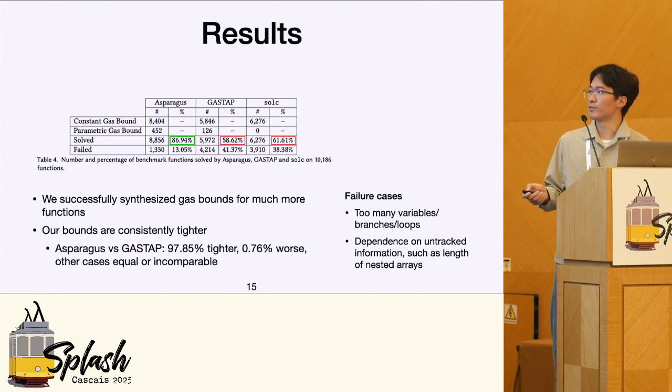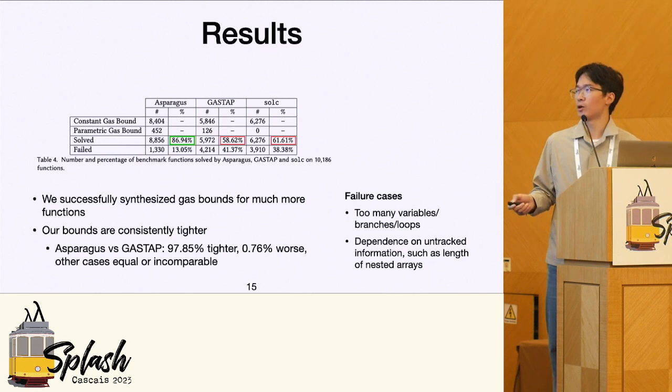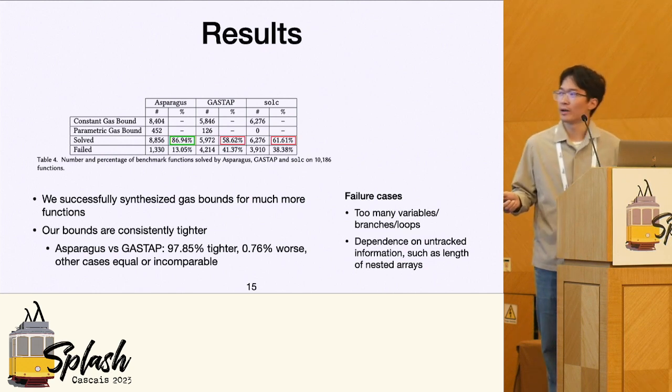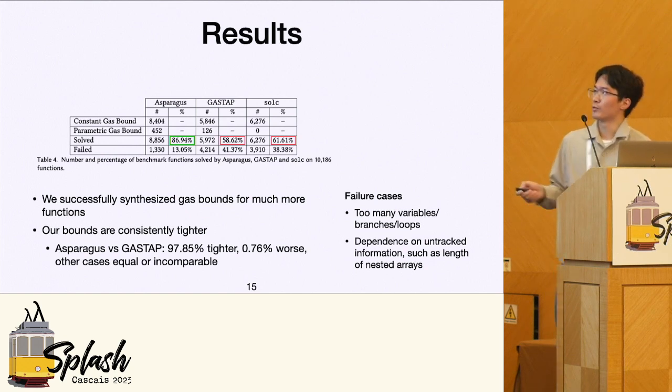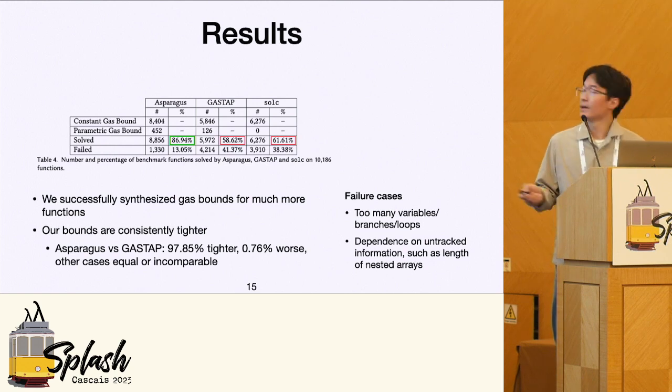Firstly, we successfully synthesize gas bounds for many more functions. Like, we solve 86%, while they only solve around 60%. And our bounds are also consistently tighter. We are tighter compared to GASTAP in more than 97% of the cases. So we are really better in experiments.